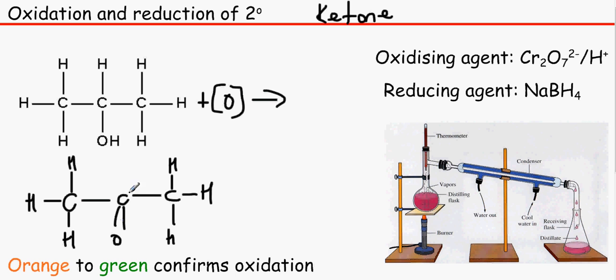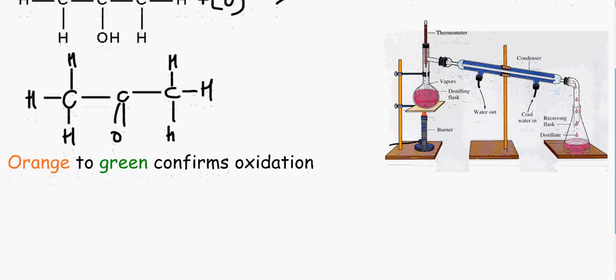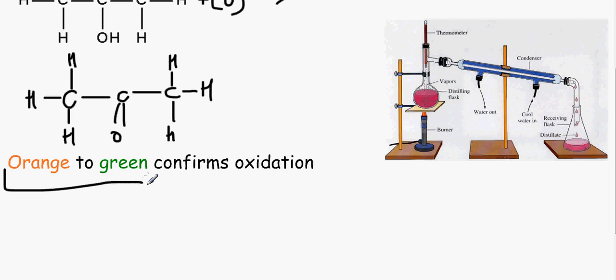Carbon has 1, 2, 3, 4 bonds. Make sure you don't write another H here. And if you remember from the other slide, I said that we need to oxidize it. We need to have a hydrogen connected to the carbon, and that will act as a leaving group and will make the ketone. Again, the color change, orange to green, will confirm oxidation.